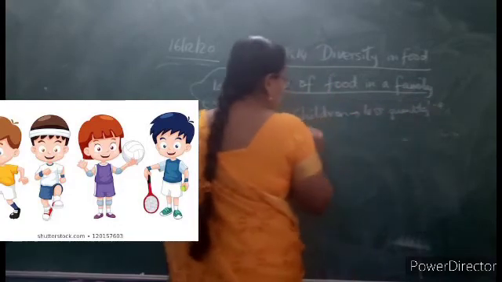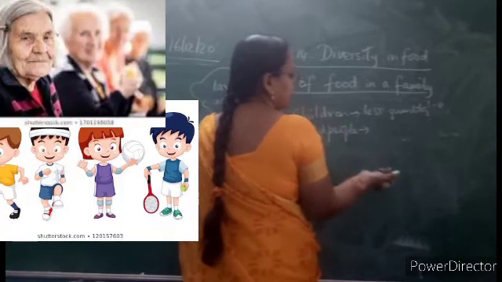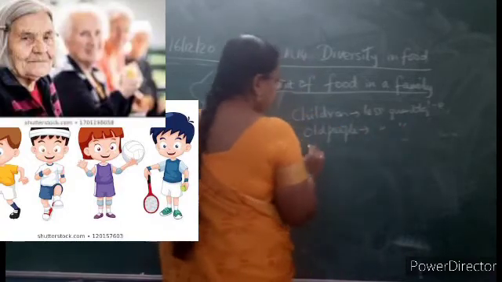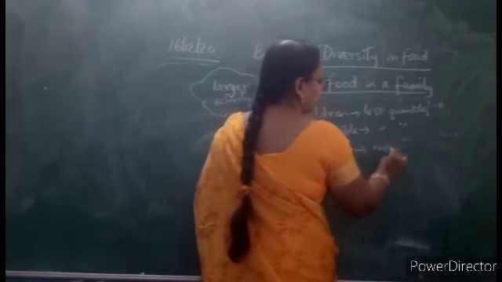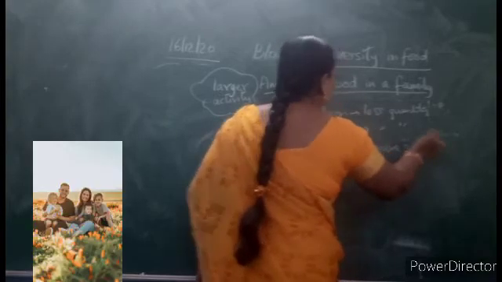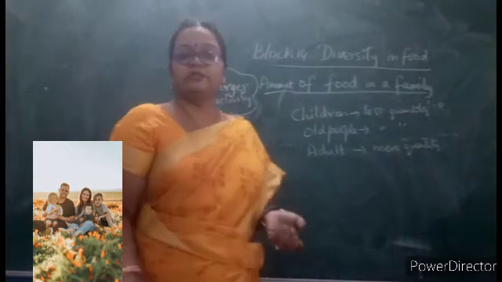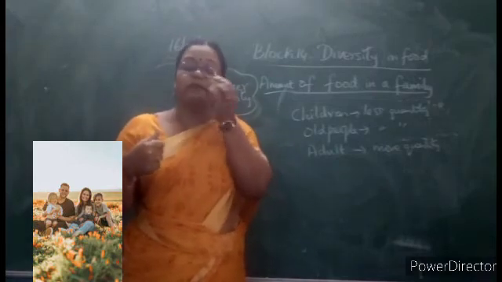Same thing for the old people also. Old people can't eat large quantity. But if you take adults, they can eat more, more quantity can be taken by them. Why? Because they have a larger body compared to the children. They need more amount of food to use the body and do different types of activities.